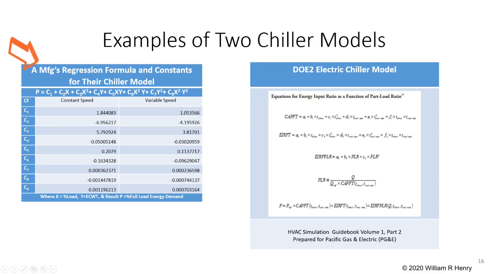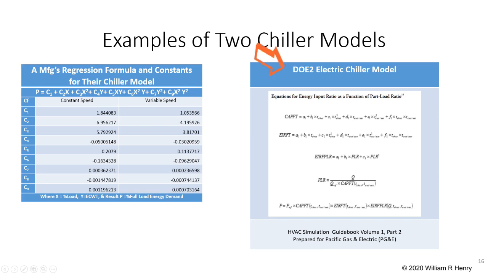The first model on the left is for York chillers. I found it buried in the York Count program. It consists of a polynomial equation with 8 terms. There are 2 variables, where x is the condenser water temperature in degrees Fahrenheit and y is the load in percent. 2 sets of 8 constants, one for variable speed operation and one for constant speed. The resultant P is power demand as a function of maximum demand, where 1 equates to the maximum demand.